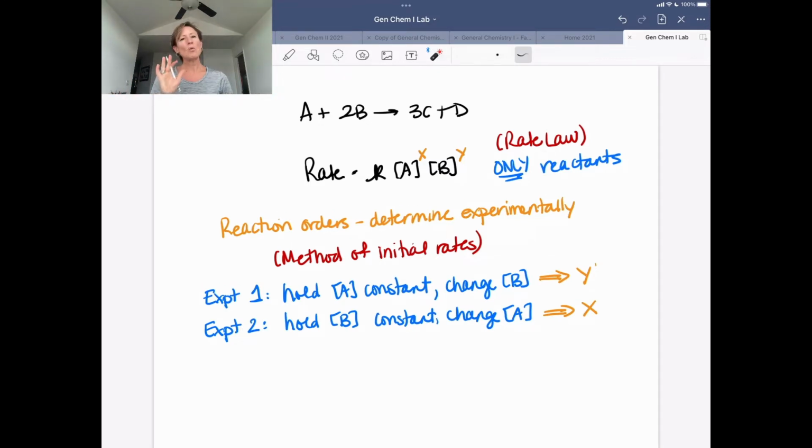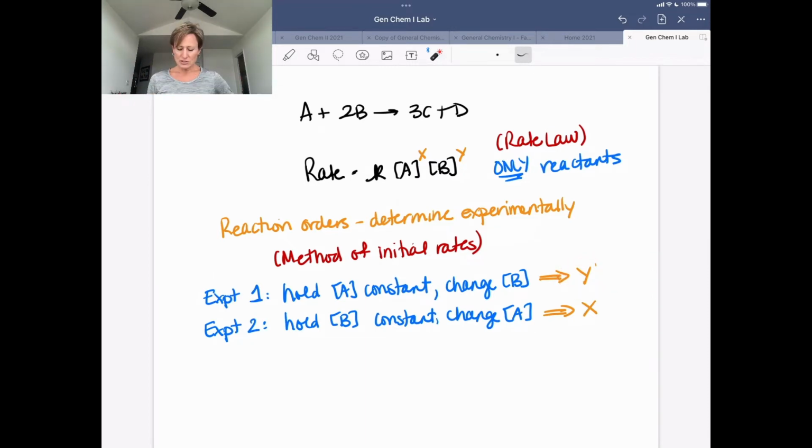Okay. What we've done a lot in lecture is determine x and y using a process called the method of initial rates. And what that means is we have multiple experiments where we're holding one concentration constant while we're changing another. So for example, if we hold the concentration of A constant and then we change the concentration of B, we're going to see how the rate changes, and that's going to determine the reaction order with respect to B, which is going to be y.